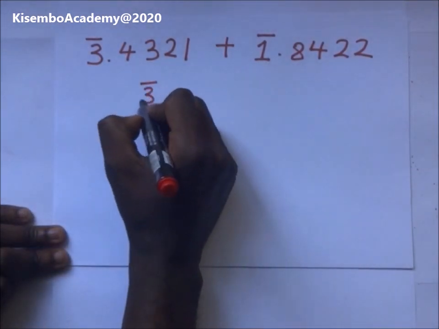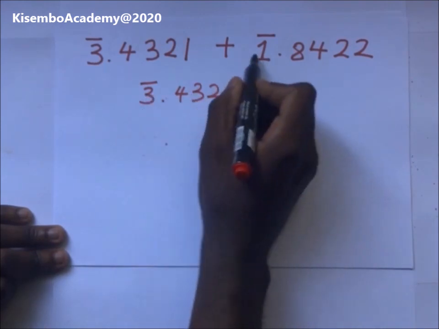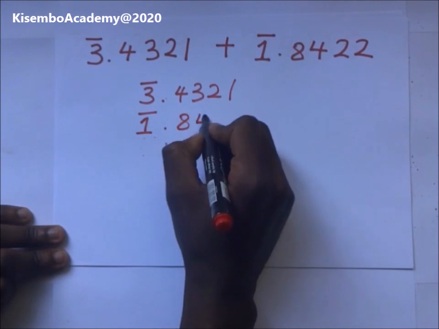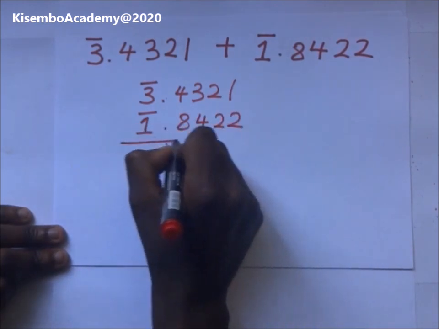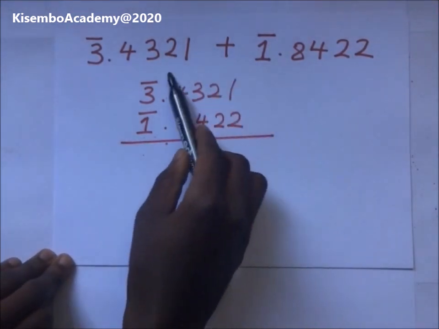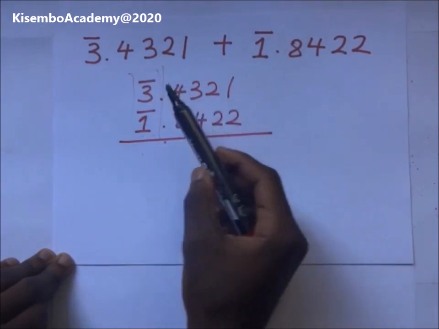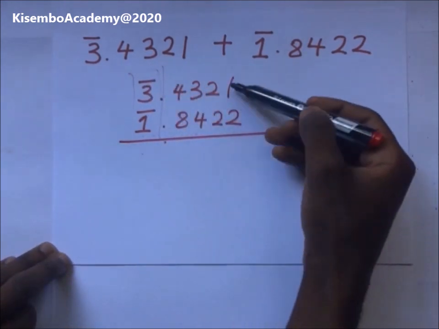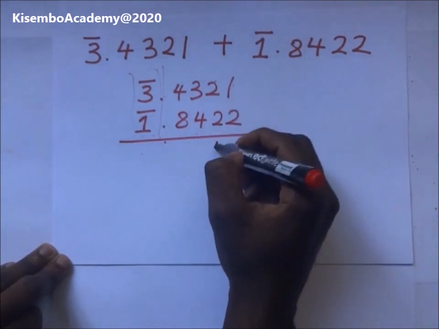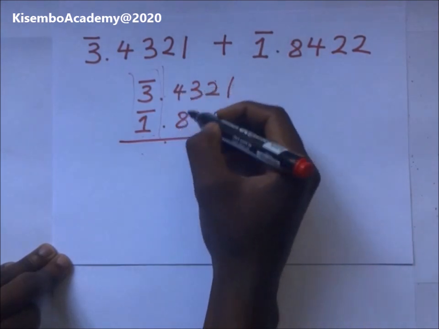We have another example. This is 3 bar 0.4321, to add this 1 bar 0.8422. In adding those, still we treat the characteristic side independently of this side. So these ones are positives. 1 plus 2, this is 3. Then we have 2 plus 2, which is 4. We have 3 plus 4, which is 8. We have 8 plus 4, which is 12.